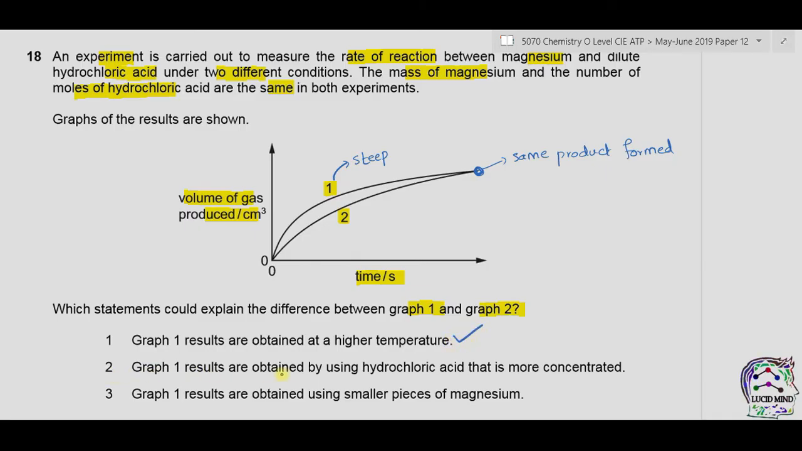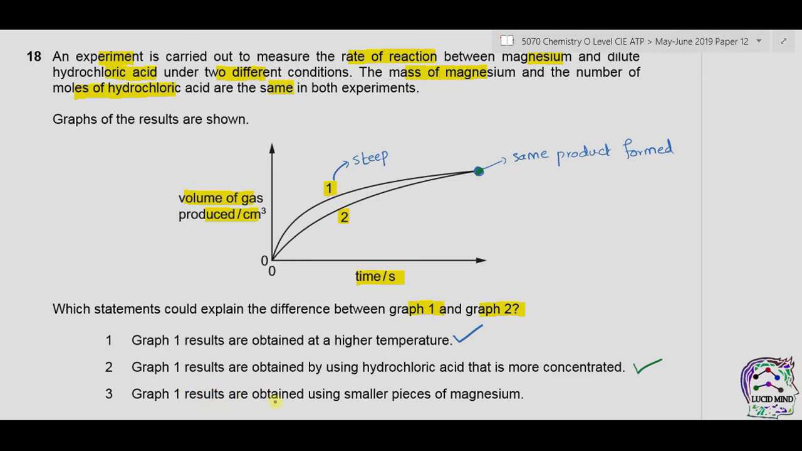2. Graph 1 results are obtained by using hydrochloric acid that is more concentrated. Now we know that the rate of chemical reaction also depends on the concentration of the reactant, so more concentrated hydrochloric acid will result in faster chemical reaction. Now as the number of moles of acid does not change, the amount of product will be the same, but the reaction rate will be higher.